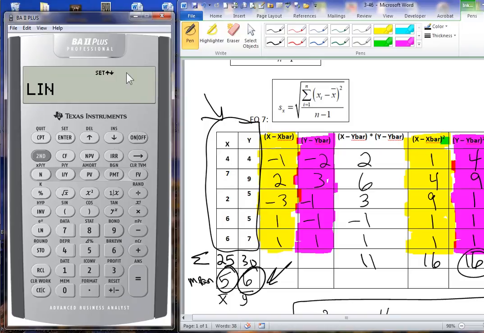So this is how you can use the TI-BA II Plus for your correlation analysis.